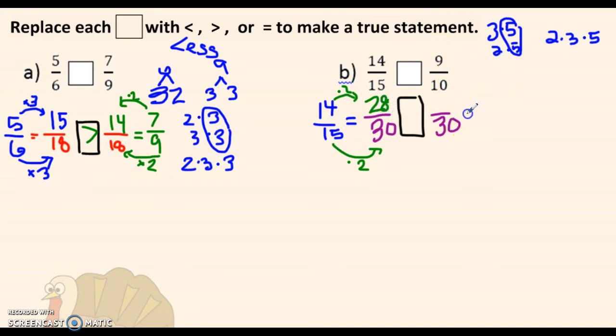And my equivalent fraction for 9/10. In order to go from 10 to 30, I need to multiply by 3. So times 3, and I also need to do the same in the numerator. So times 3. So 9 times 3, 27. 28 is larger than 27, so 28/30 is going to be larger than 27/30. And that's one strategy for comparing these, and that's what I'd like you to focus on to reinforce finding your LCMs and your common denominators.